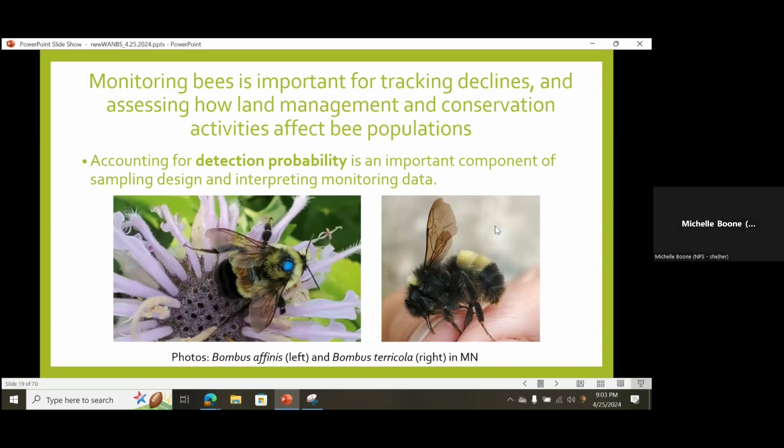So if you see a decline, you do need to do something and then continue that monitoring to see how you're doing, to see if the changes you're making are actually positively influencing the population. And a key part of that, and the topic of this talk, is that when you're doing these sampling and monitoring activities, it's really important to account for detection probability. It's important for designing your surveys, but also it's crucial for interpreting monitoring data. And don't worry, we're going to define detection probability in a couple slides here.